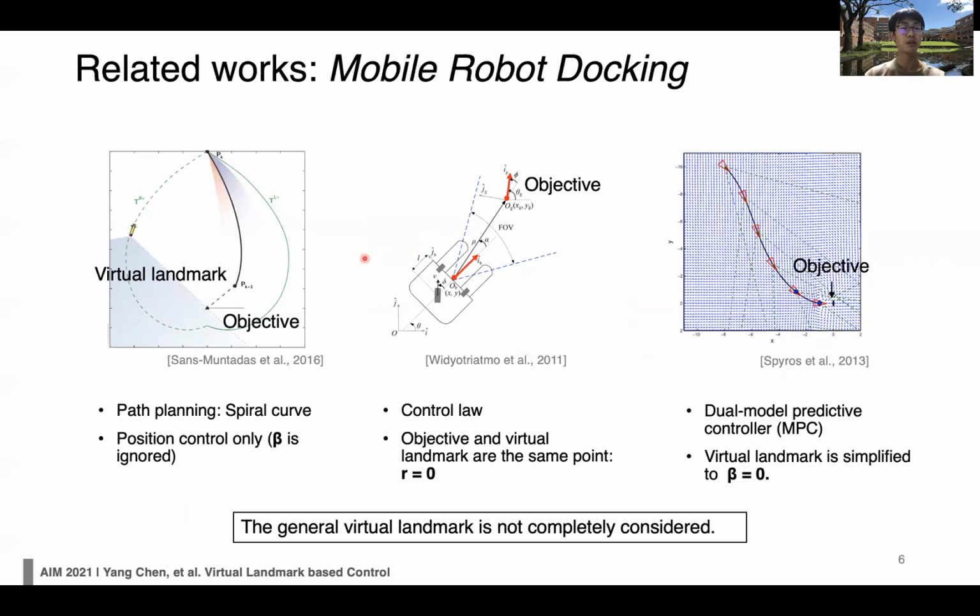Due to the similar kinematics, we also reviewed the works about mobile robot docking. In the first work, they proposed a spiral curve as the planned path. However, they could only control the position, which means the beta of the virtual landmark is ignored. In the middle, they propose a controller to realize a successful docking. However, the objective and the virtual landmark are considered as the same point, which means alpha equals 0. In the third work, they propose a dual-mode predictive controller, which is more computationally expensive. Also, the virtual landmark is simplified to beta equals 0. So the general virtual landmark is not completely considered in these works.